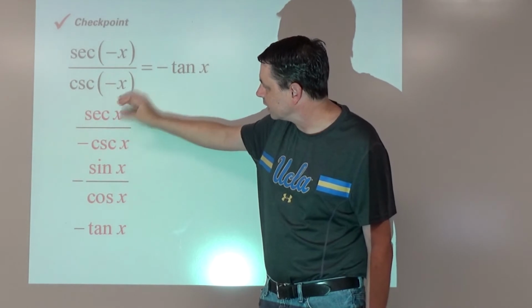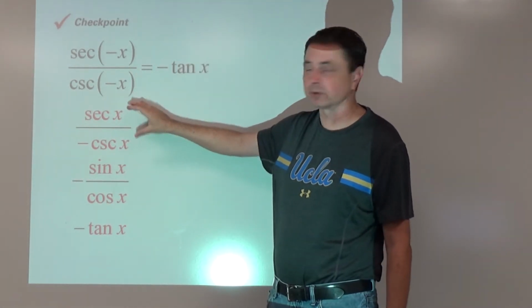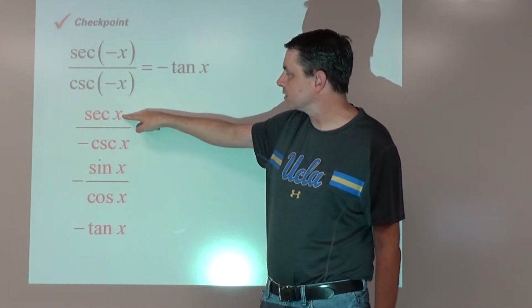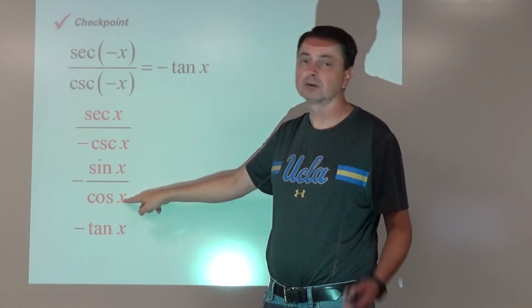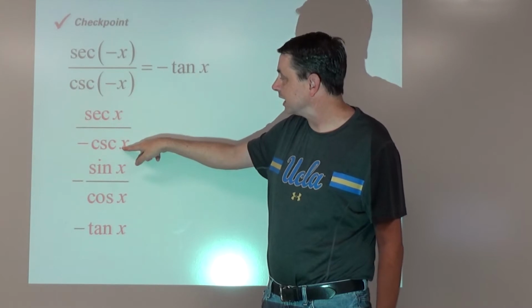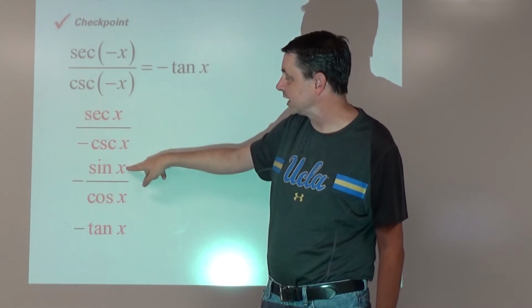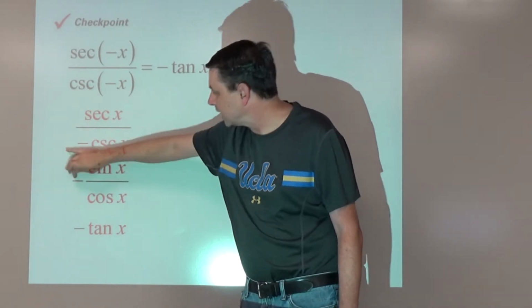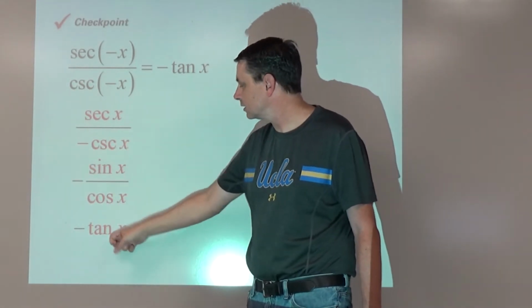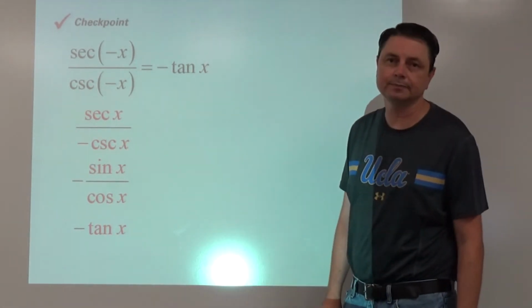And then from there, if we turn this into reciprocals, secant on the top is the same thing as cosine on the bottom. Reciprocal identity. Cosecant on the bottom is the same as sine on the top. We can drag the negative out in front. Negative tangent x, and we got a match.